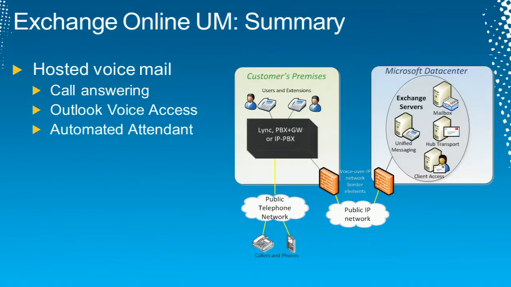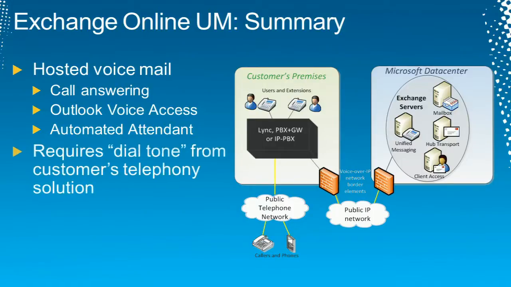In terms of the architecture at a very high level, and I'm going to gradually during the talk dive down into lower levels of the architecture, the customer's premises are on the left and the Microsoft data center running Office 365 services is on the right. We have unified messaging along with the other Exchange roles somewhere out in that data center. And on the customer's premises, we have a black box that represents a telephony solution.